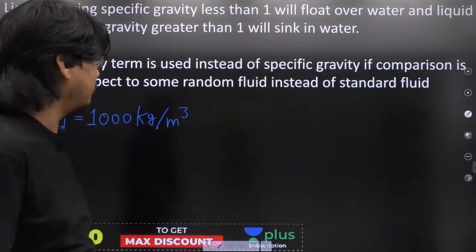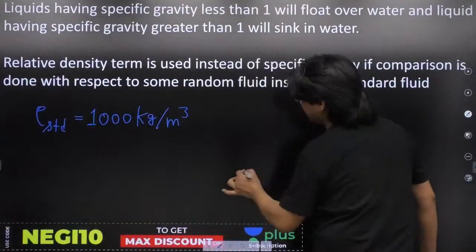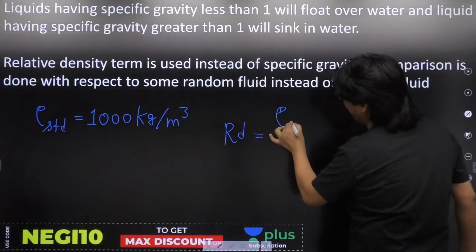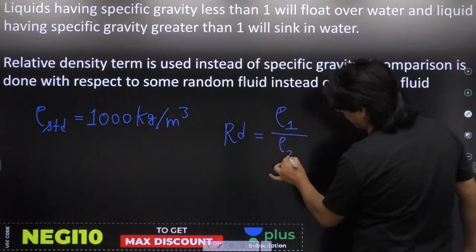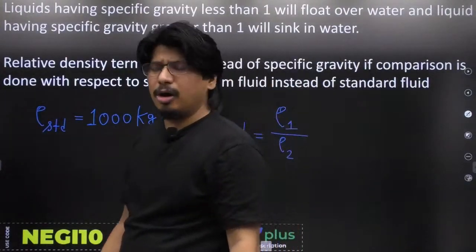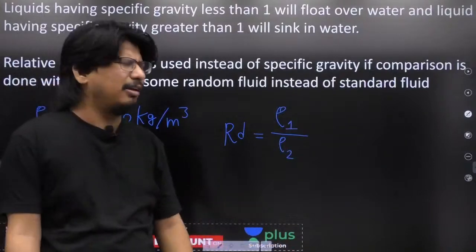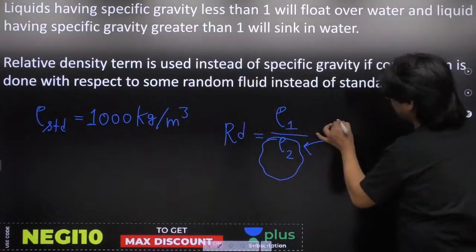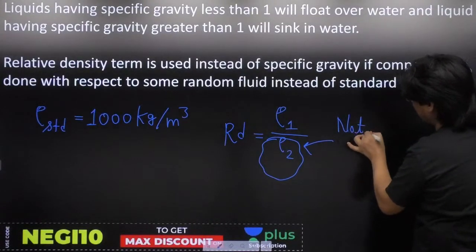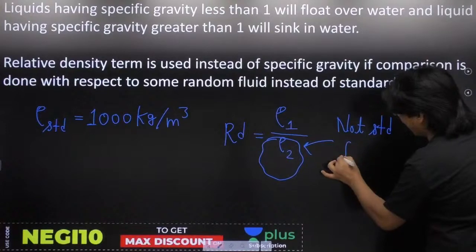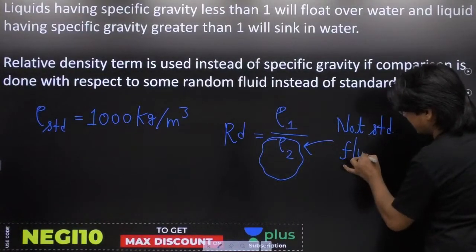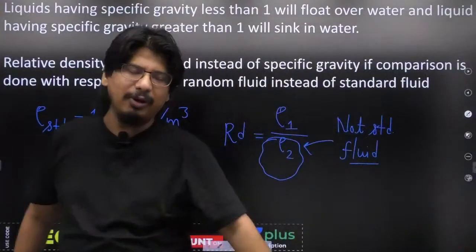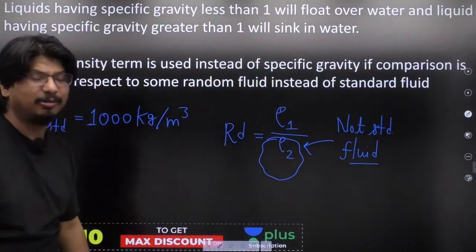Relative density. What is relative density? Relative density is the ratio of any two random densities, rho 2 by rho 1. Rho 2 by rho 1 is known as what? Relative density. When I'm not dividing with the standard fluid, then the ratio of two random densities will be what? Relative density. Are you clear till here?